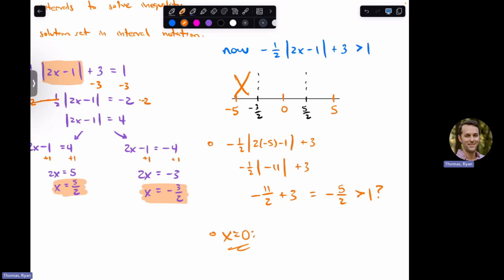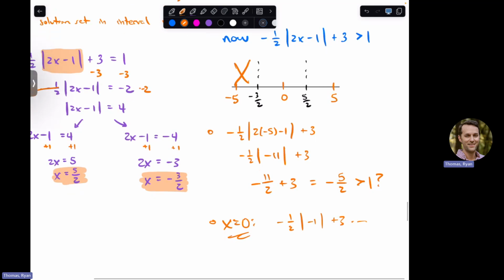If I plug 0 in, and do the same kind of thing, I get negative 1/2 plus 3, so that's 5 over 2. Is that bigger than 1? Yes.